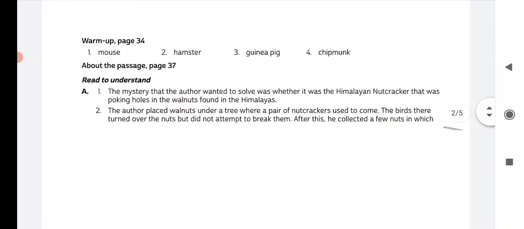The mystery that the author wanted to solve was whether it was the Himalayan nutcracker that was poking holes in the walnuts found in the Himalayas. I repeat, the mystery that the author wanted to solve was whether it was the Himalayan nutcracker that was poking holes in the walnuts found in the Himalayas. For the warm up, I have already given the answers. We already did the exercises, that is why I'm not teaching them again.